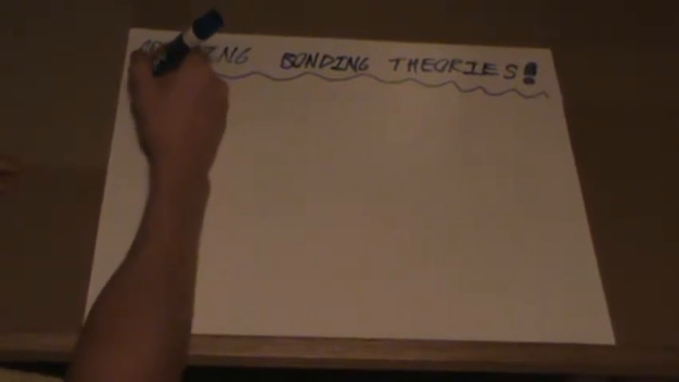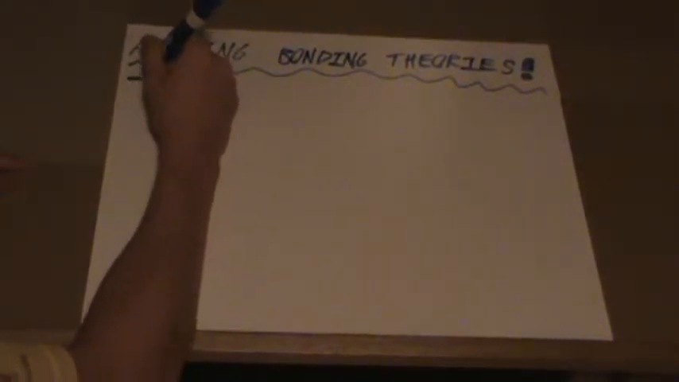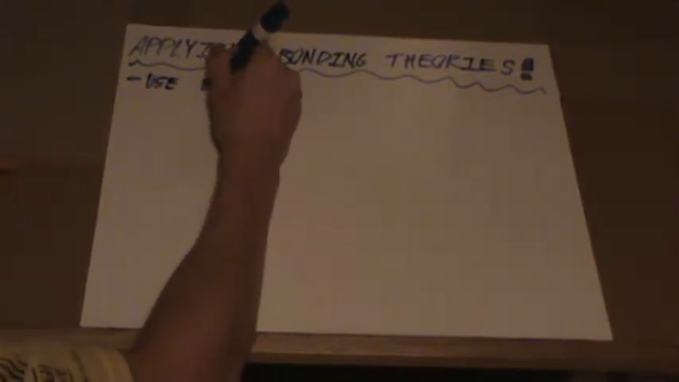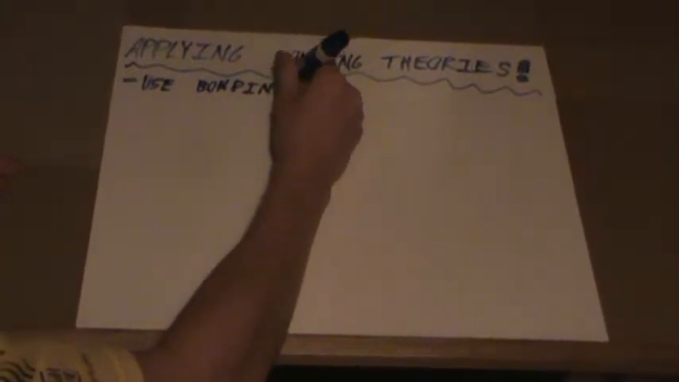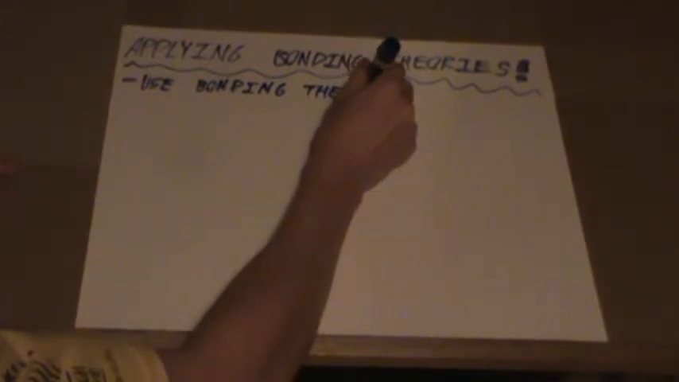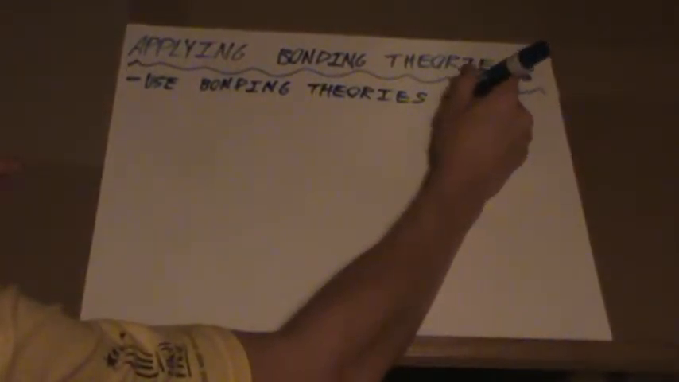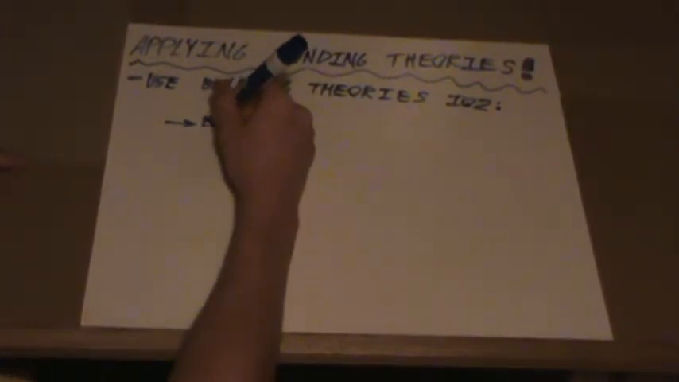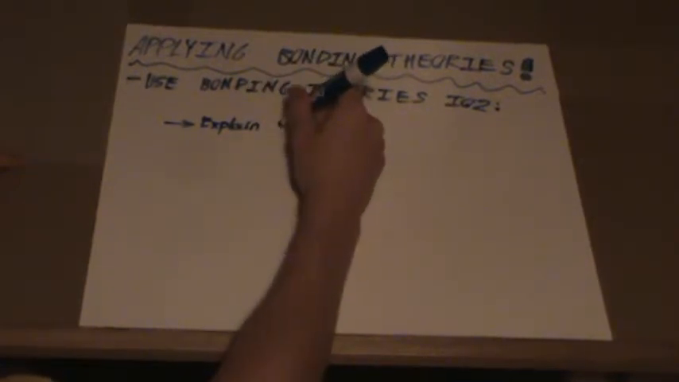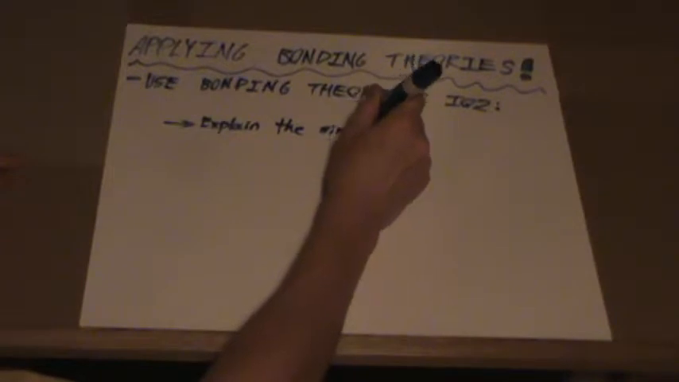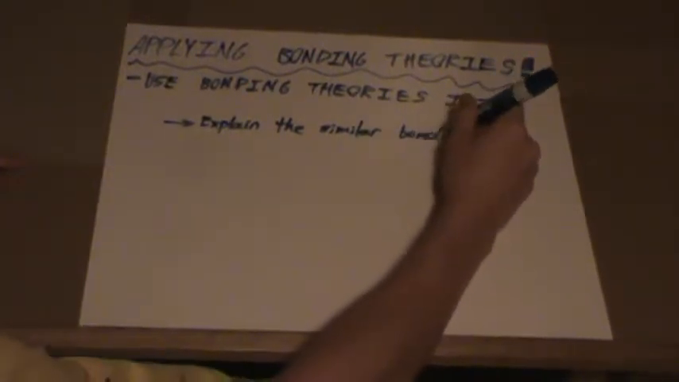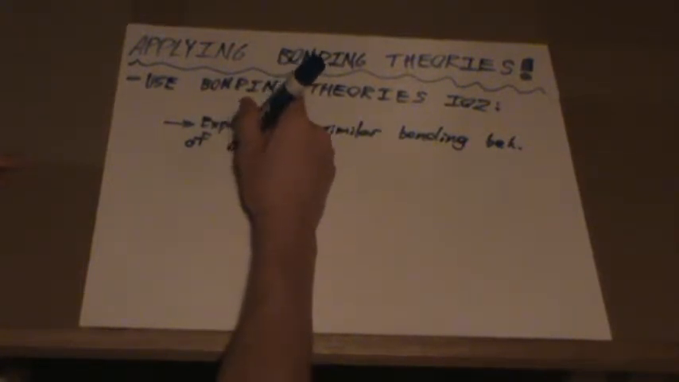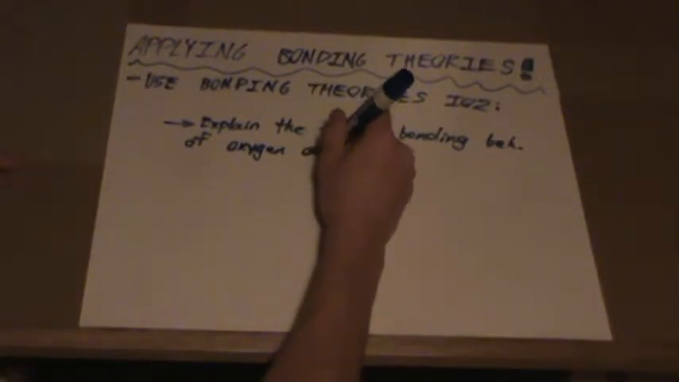Okay, so the question that I am going to write out for you guys today is very, very generic, and I will run through exactly the best way to answer these questions, but use bonding theories in order to explain the similar bonding behaviors of oxygen and sulfur.